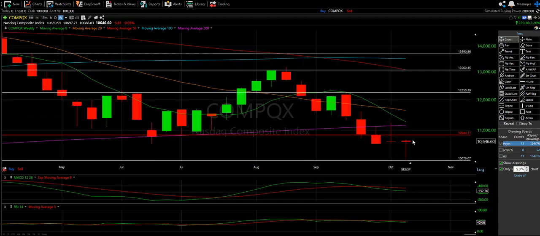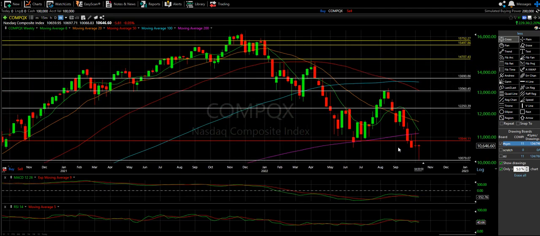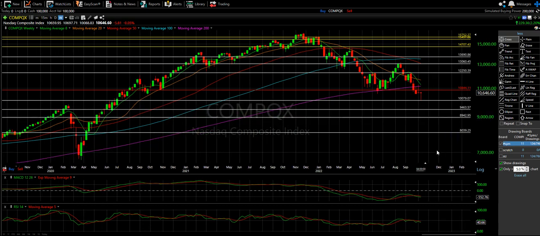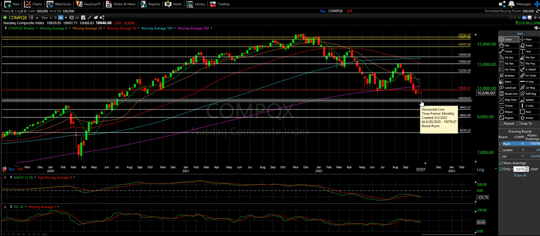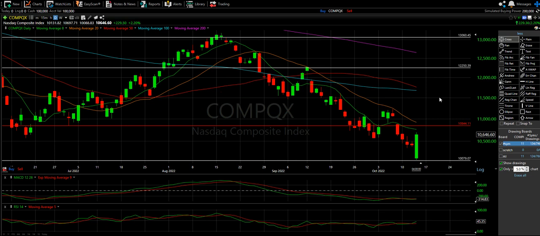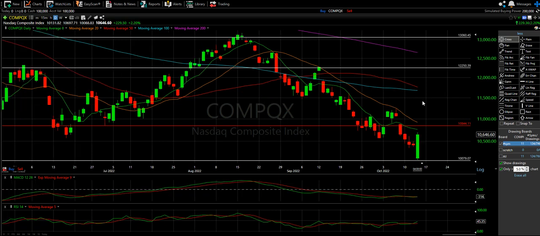Because if it didn't bounce on the support, I'm going to zoom out. Where was the next line? Give me a sec. The next line's all the way down at 3,500. So it was really important that it bounced here, because if not, it was going all the way down there. I'll come into the weekly again shortly, but let's just review a few things.